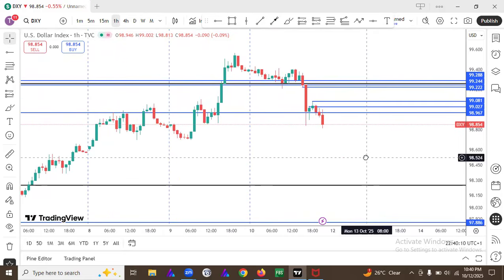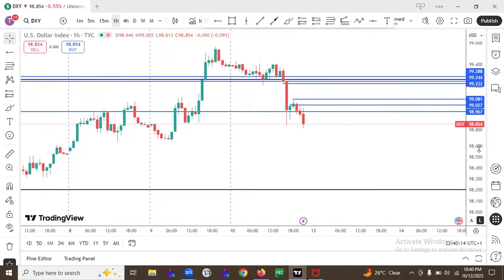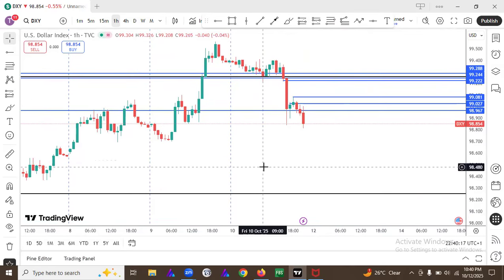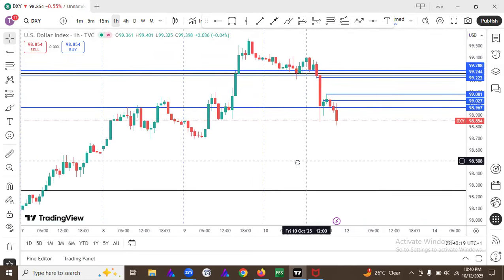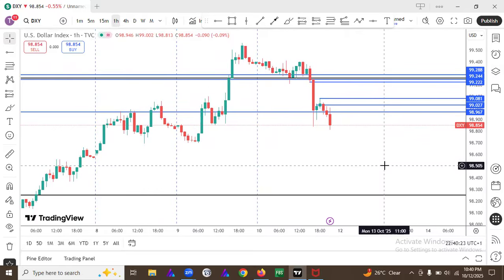Okay, so there's a high probability that the liquidity resting on this previous high is swept. I would love to see that play out before making a decision on dollar index. So this week I am bearish on dollar index.